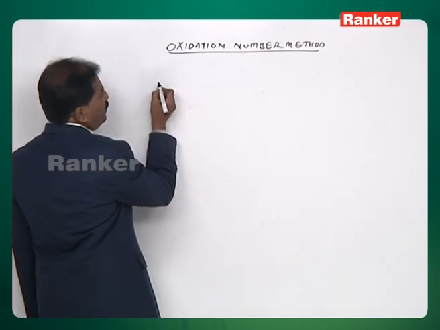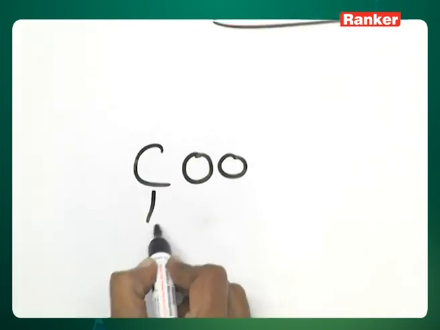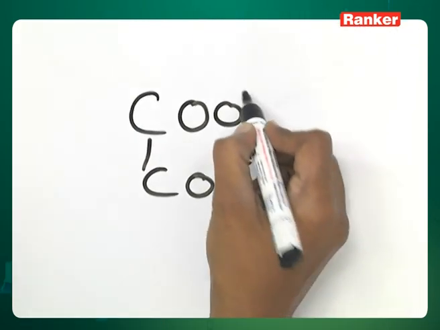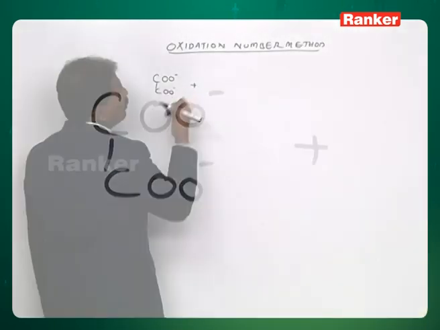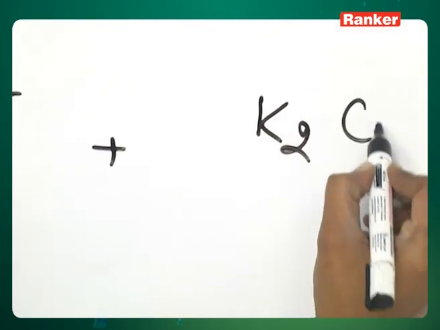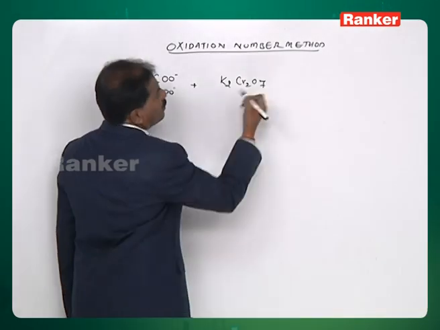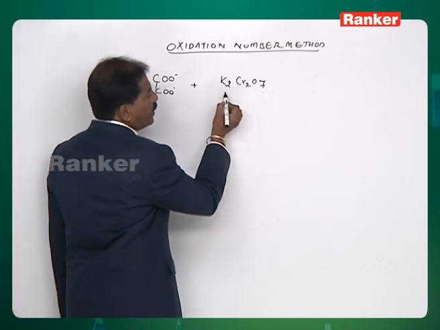So let us take oxalate. This is oxalate. Next, let us take potassium dichromate. This is potassium dichromate.